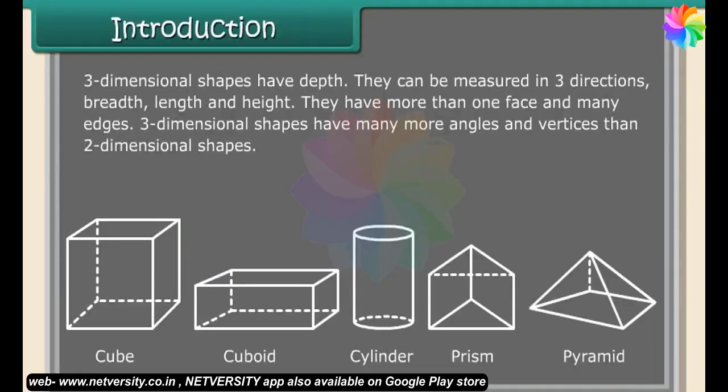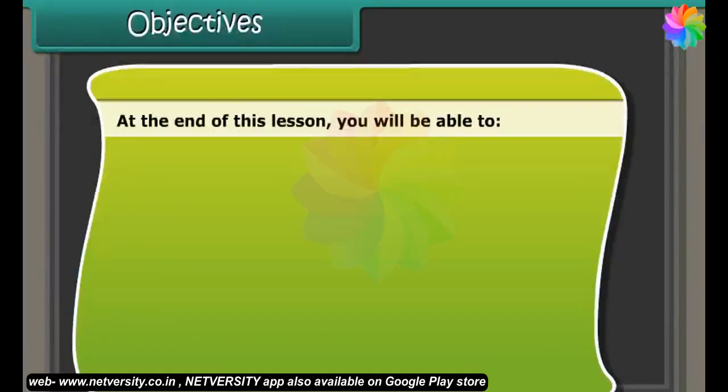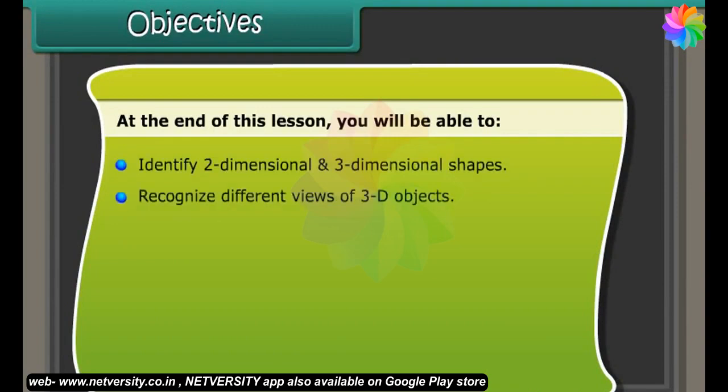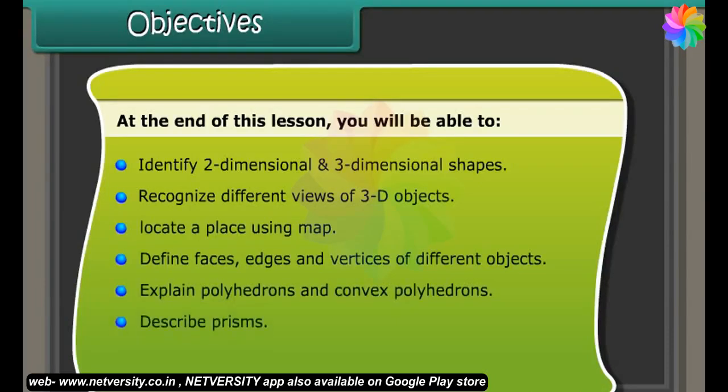Two-dimensional shapes, three-dimensional shapes. Objectives. At the end of this lesson, you'll be able to identify two-dimensional and three-dimensional shapes, recognize different views of 3D objects, locate a place using a map, define faces, edges, and vertices of different objects, explain polyhedron and convex polyhedrons, describe prisms, discuss pyramids, apply Euler's formula.